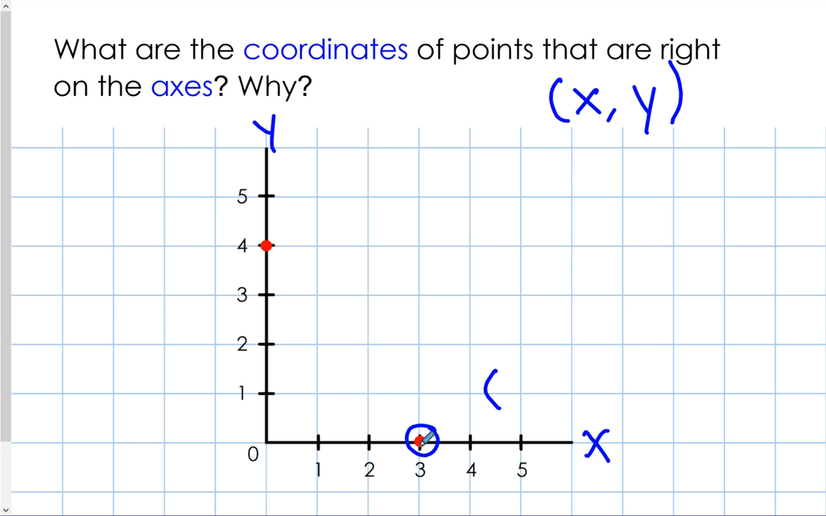Our x-coordinate is 3. What is our y-coordinate? Remember, 0 is only written once, but it applies to the y-axis and the x-axis. In this case, the y-coordinate is 0. Let's try this one. The x-coordinate is 0, and the y-coordinate is 4. Our ordered pair is 0, 4.